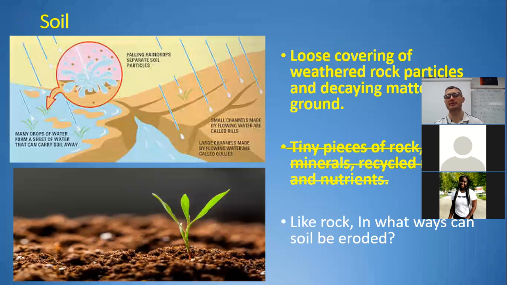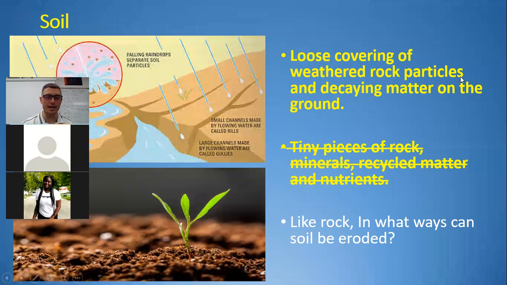Let's do two more quick things, guys. Soil. We already know what's inside of it, okay? We know it's powdered up minerals, decaying matter, dead organisms, and feces. But just define it. Again, this is on page 10, guys. Do write this on page 10. Loose covering of weathered rock particles and decaying matter on the ground, okay? So that is going to be soil.